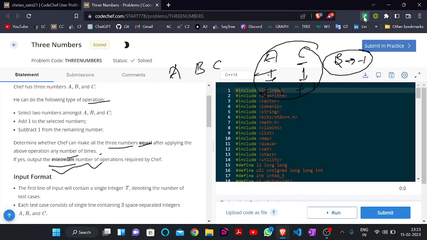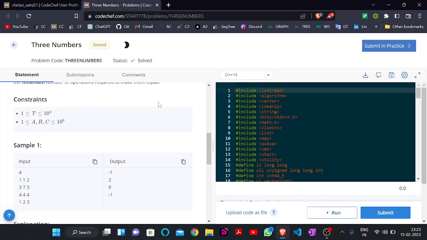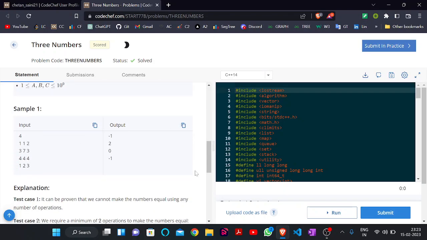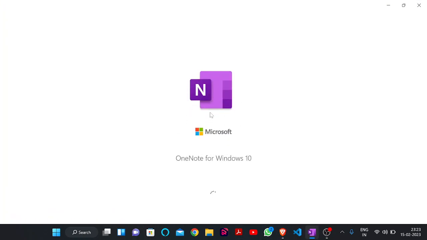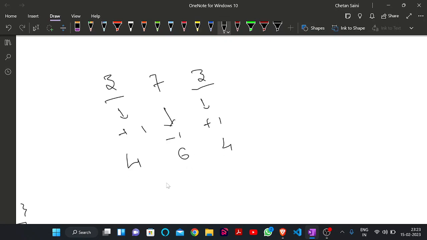So if we want to see the test cases, then 3 7 3 is given to us. So let me go to OneNote. So 3 7 3 was given there. We can select 3 and 3, then increase them with plus 1, so this will be 4, 4, and decrease the 7 with minus 1, so this will be 6. Again select these two, that will be 5, 5, and decrease the 6 with minus 1, that will be 5.